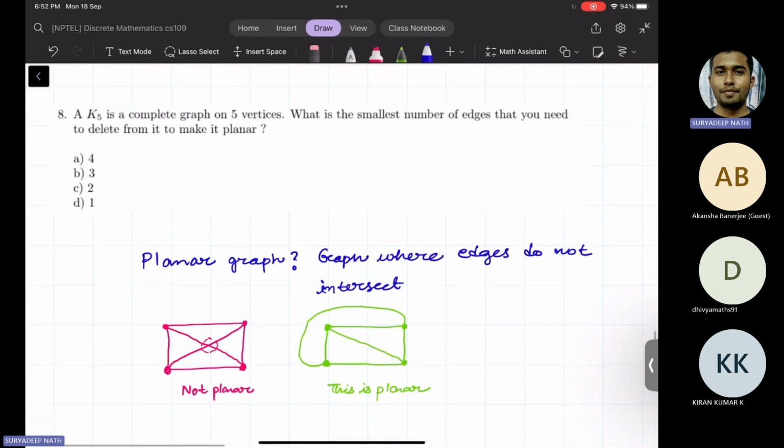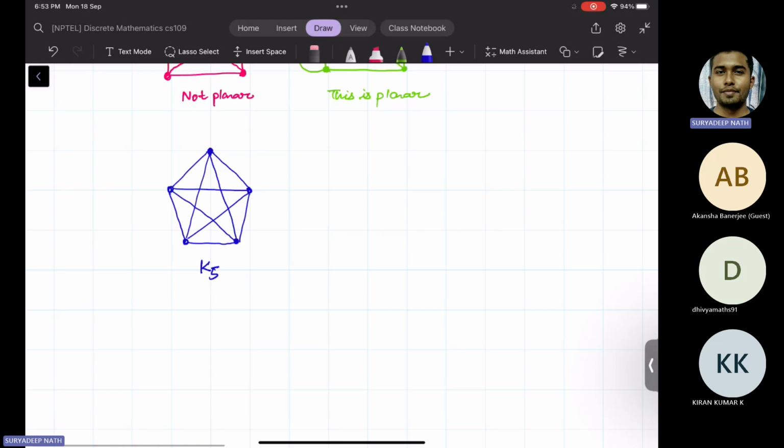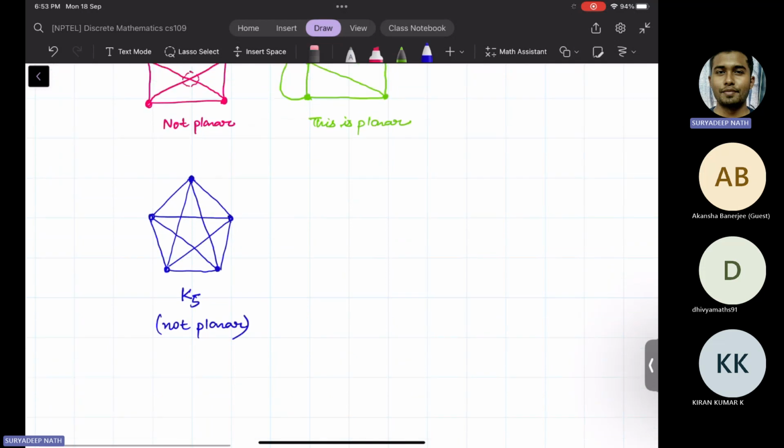So now let us look at what is the smallest number of edges that you need to delete from a K5 to make it planar. So first I'll draw K5. So you have 5 vertices, 1, 2, 3, 4, 5, and you have 10 edges. So this is your K5. So obviously it is not planar. A complete graph is actually never planar. So I think the proof was discussed in the lectures as well.